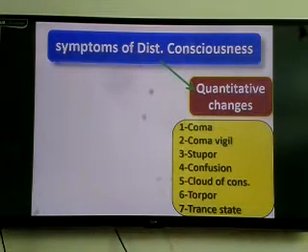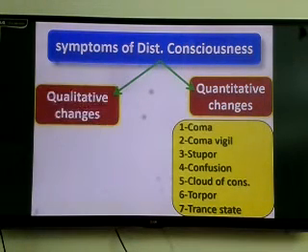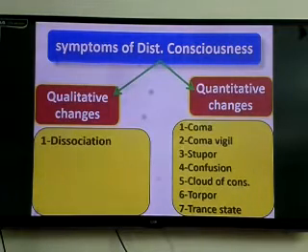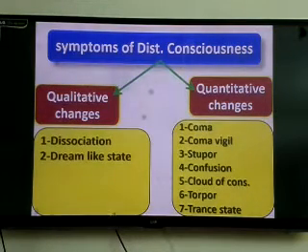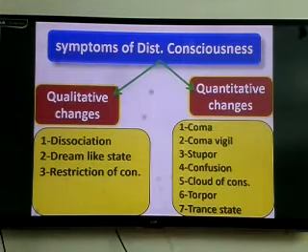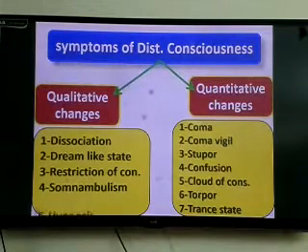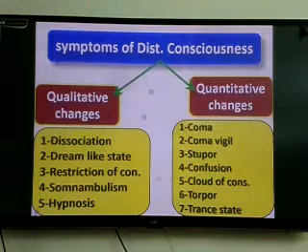Where is Mustafa? He was confused. He was talking about confusion. And qualitative changes in form of dissociation, dream-like state, restriction of consciousness, somnambulism, and hypnosis. These are quantitative changes, and this is qualitative. This is change in quantity, and this is change in quality.